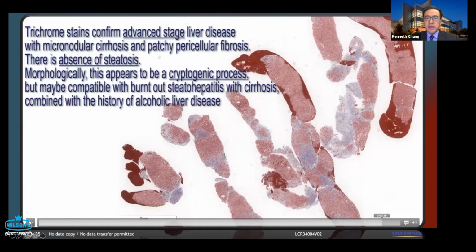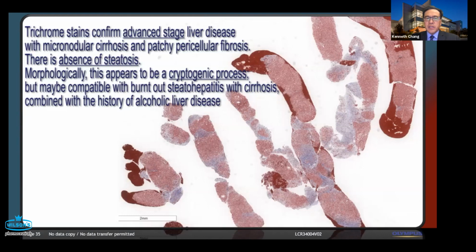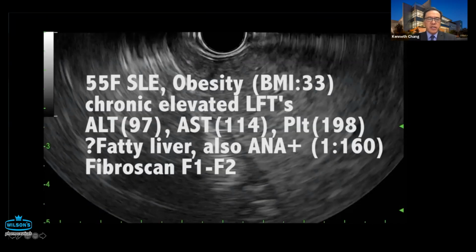And what do we see? Advanced stage liver disease, no steatosis, and this represents a cryptogenic process, maybe burnt out steatohepatitis in combination with the history of alcoholic disease, but it's not reversible at this point. Having the patient stop drinking is not necessarily going to help him, and he's more or less on the way towards the liver transplantation. So that's another nice example of the role of endohepatology.